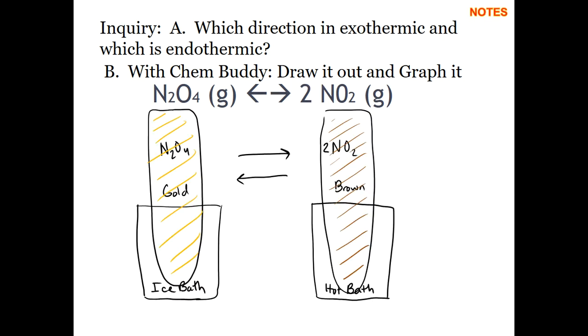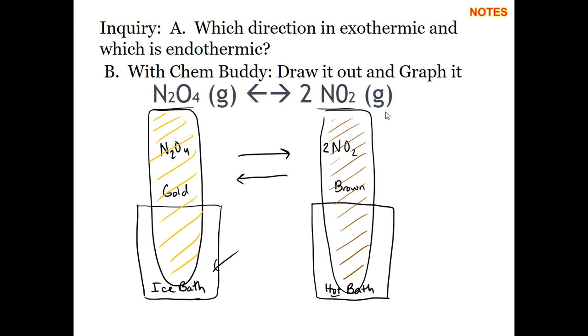Now, cool thing about this, no pun intended, the ice bath: I can take this tube that has this N2O4 in it, and if I stick it in the ice bath, it turns a nice golden color, meaning that I'm making more N2O4. If I stick it in a hot bath and add energy to it, I will produce this brown stuff called laughing gas, NO2.